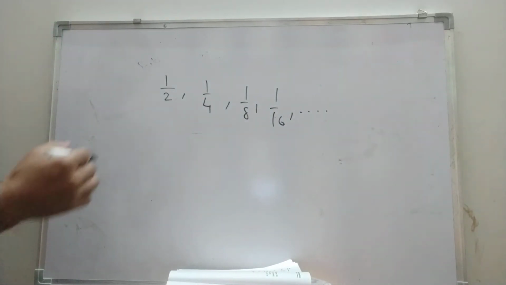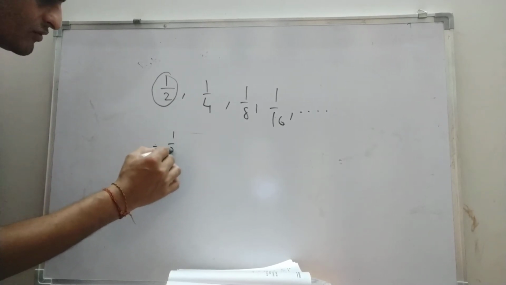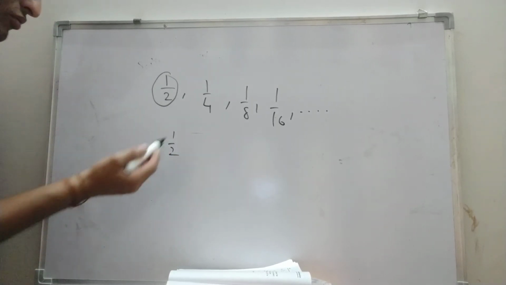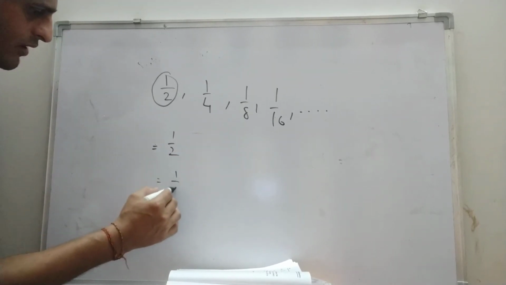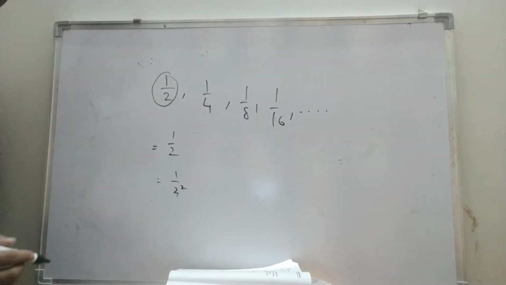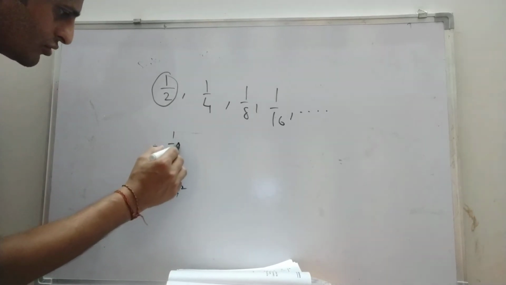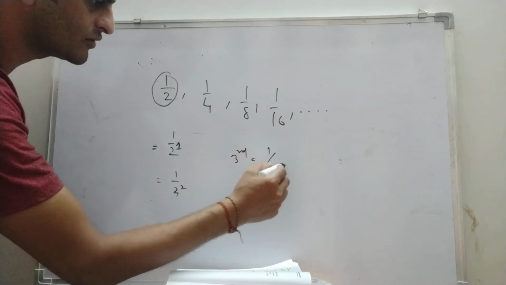So how can we find it? The first term is 1 by 2. That means the first term is 1 by 2, so we can write something later on. The second term, if you follow, is 1 by 4. That means it is following 1 by 2 whole square. If the first is 1 by 2 to the power 1, the third term, if you write it, you will find it is 1 by 8.